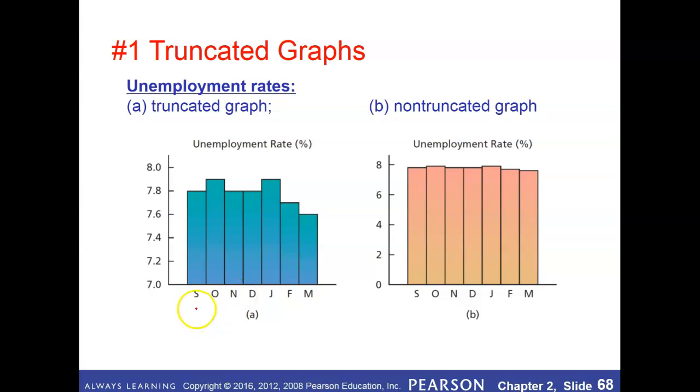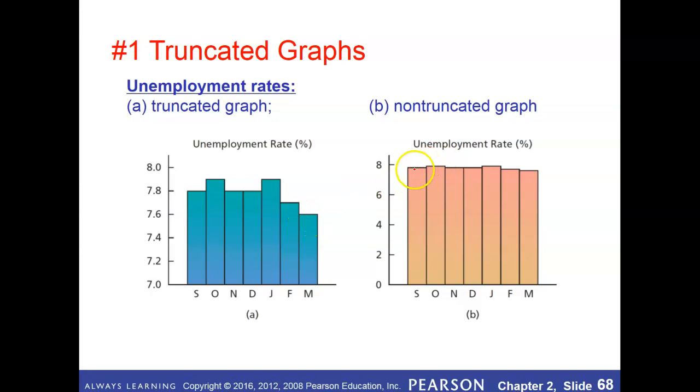So truncated graphs. Here we have 2 graphs that display the same information, unemployment rates. And so this must be January, February, March, so September, October, November, December. So over like a 7-month period, we have the unemployment rate. Looks like it's gone up and then down, and in the last 2 months it's gone down quite a bit.